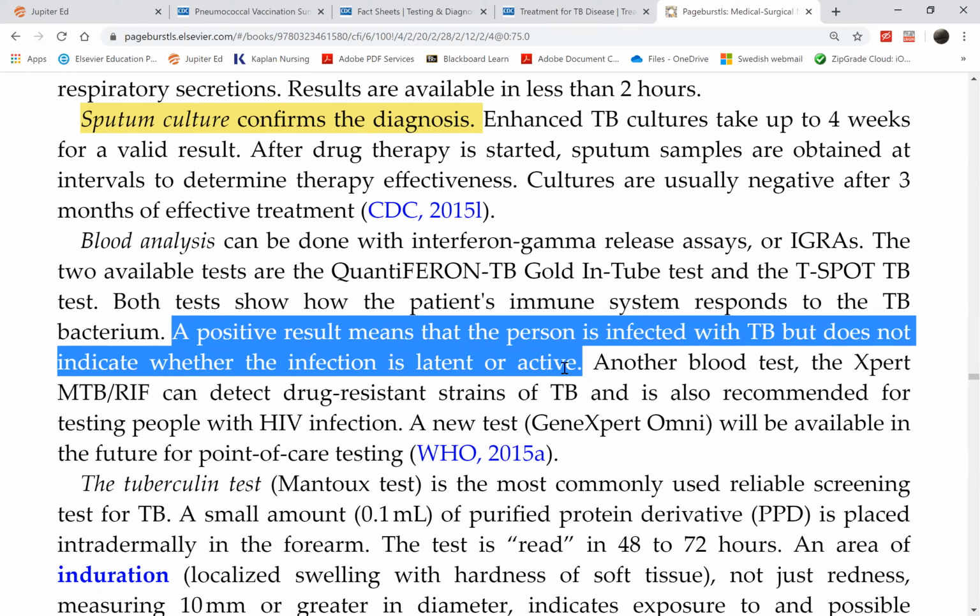So we have to take an X-ray to see also if this is a new infection or an old one. Because it's also possible that you may have had TB a long time ago, and the lesions you see are old rather than new.